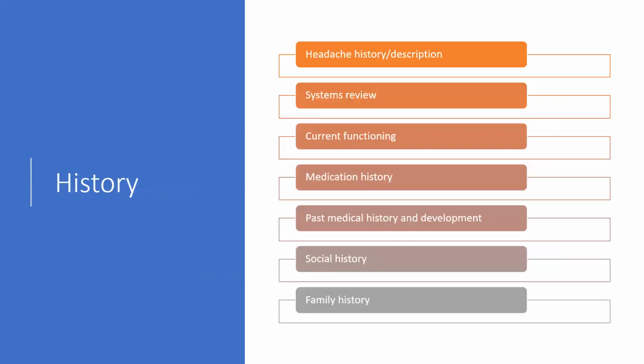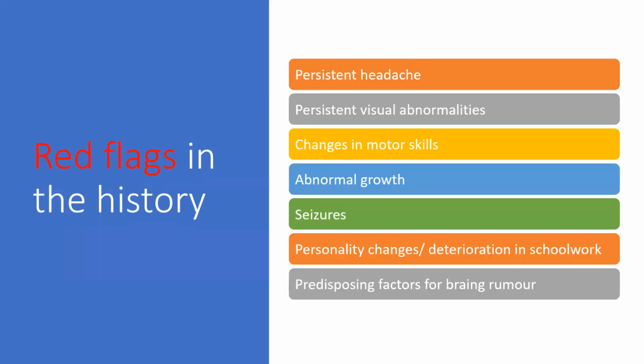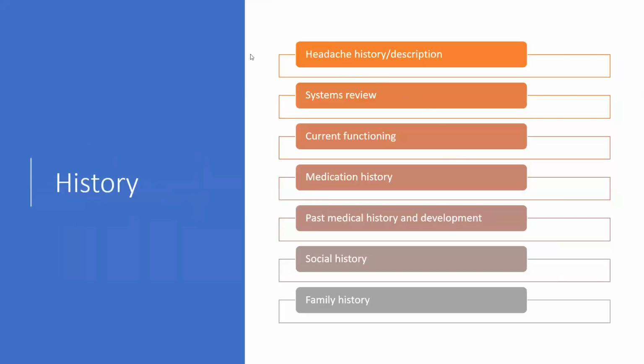Let's go to the history then. Okay, so we got the headache description and the system review. System review, so you go through everything: cardiovascular system, respiratory system, GI symptoms, vomiting. So vomiting only in the morning.